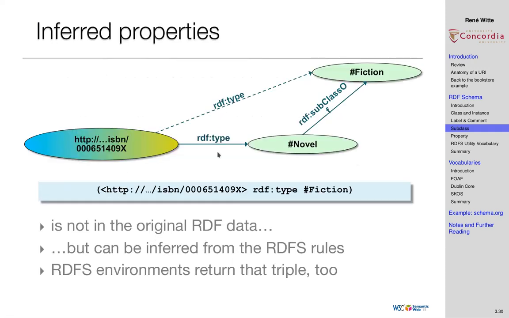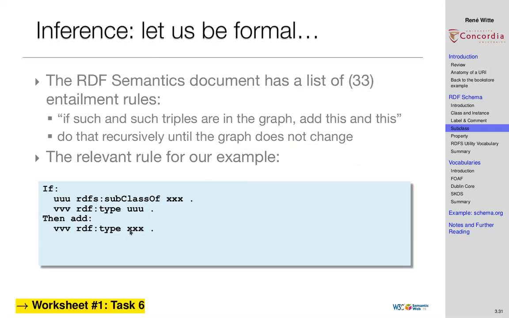So take a minute and apply this rule to this triple here. And then you can see how you can generate the new triple. And then, of course, you have new triples in the graph. So now you can again apply the rules to these new triples and see if you get even more of them. And you do this recursively until the graph doesn't change anymore. Then you have inferred all the triples that you can infer.